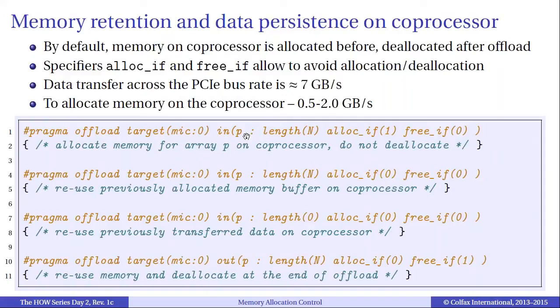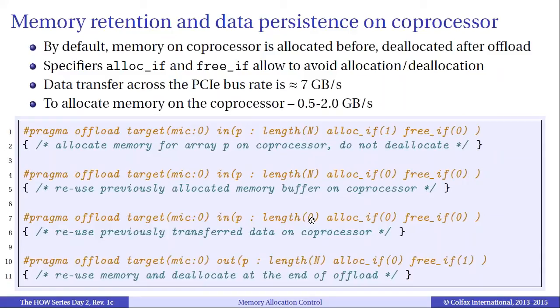So what I'm doing is I'm allocating the buffer, transferring the data in, and then after the end of the offload, I return and I keep the data along with the buffer on Xeon Phi. Next time, if I want to reuse the memory buffer and avoid this overhead of allocation, I will go in with length n, alloc_if(0), meaning do not allocate, reuse, and then free_if(0), meaning keep. Or I could reuse not just the buffer, but also the data.